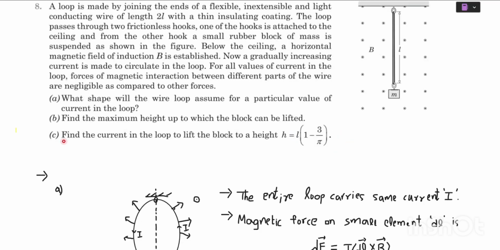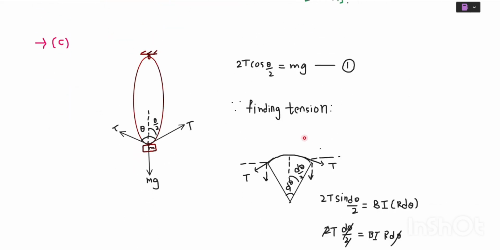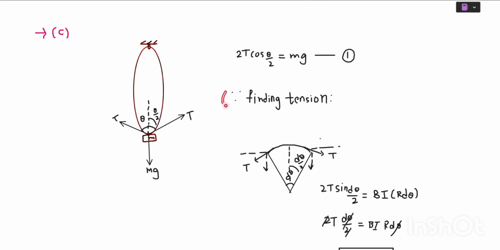The last part of the problem is to find the current in the loop to lift the block to a height h equals L times 1 minus 3 upon pi. So we have to find the current in the loop at a given height h. The block is being pulled by two tensions in the loop. The angle between the two tensions is theta, so each makes theta by 2 with the vertical. Now equating the vertical forces, 2T cos theta by 2 equals mg, equation 1.